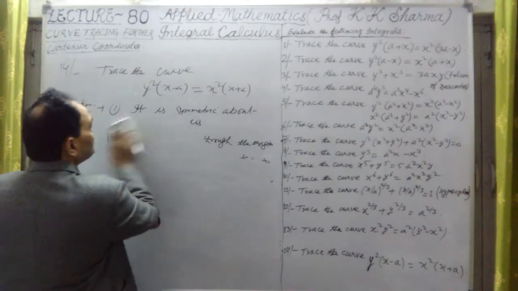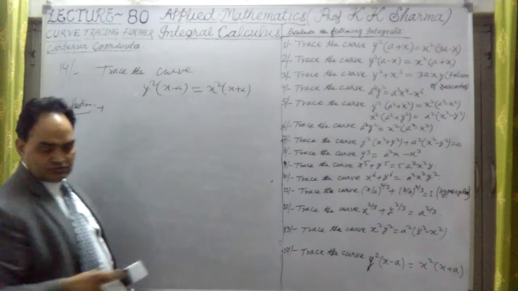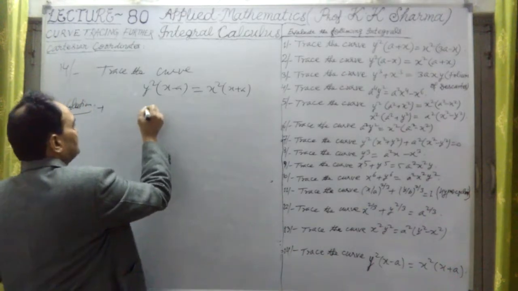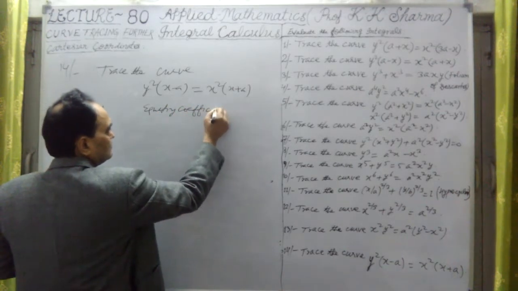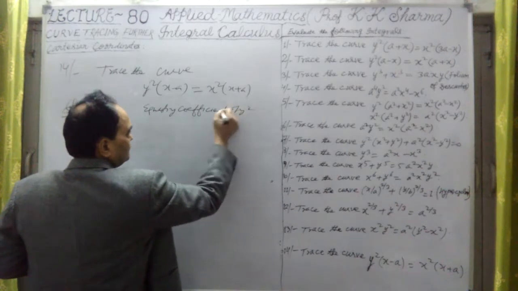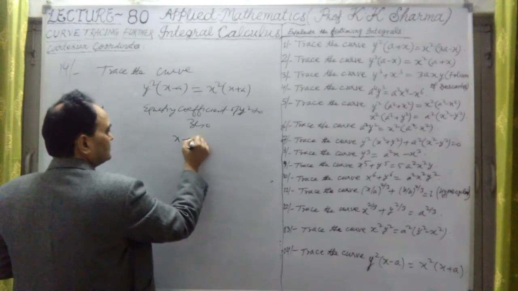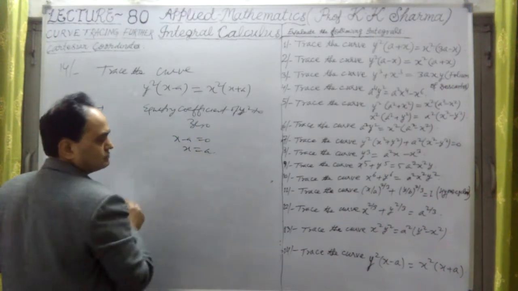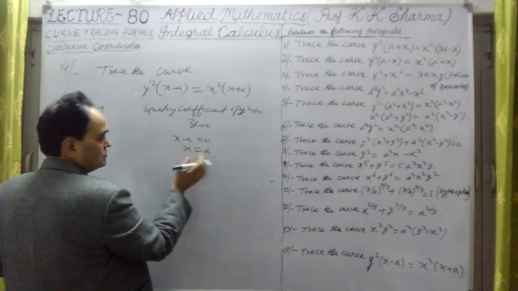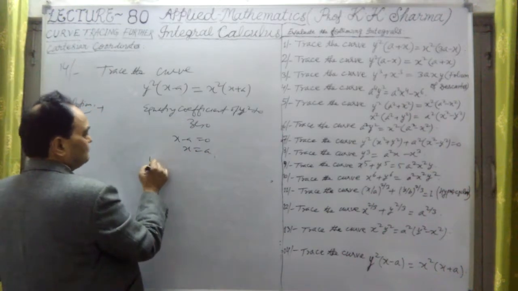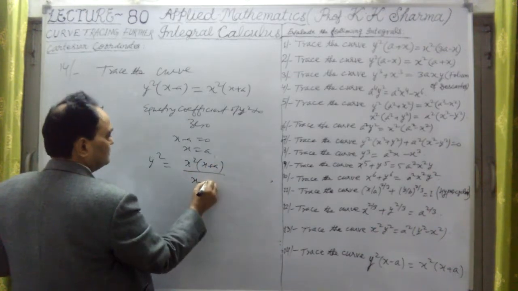So putting y equal to 0, we obtained x equal to 0 and this, and equating coefficient of y square equal to 0, in the second equation, equating coefficient of y square to 0, we get x minus a equal to 0 or x equal to a. X equal to a is also the point. Okay, after that, between these 2 points here, because if I find y square equal to x square into x plus a upon x minus a.